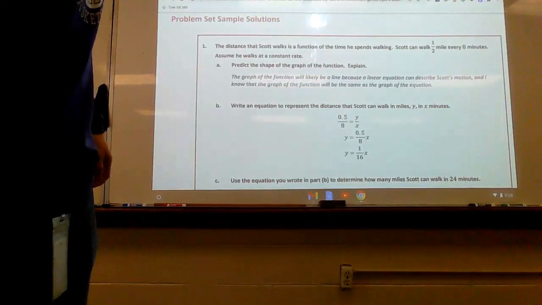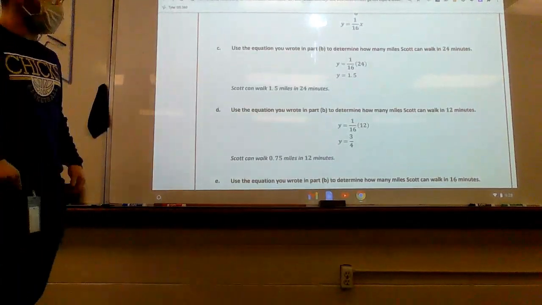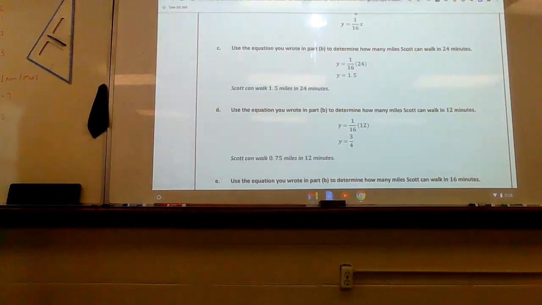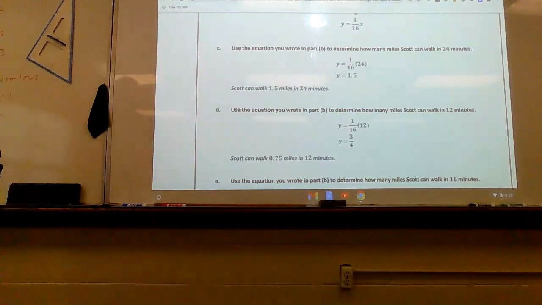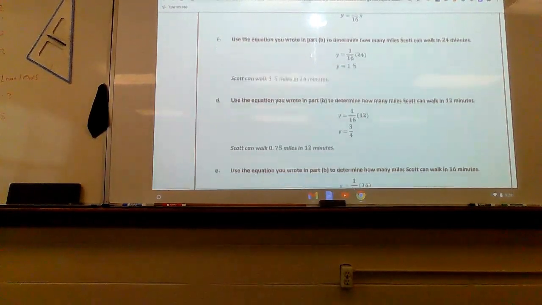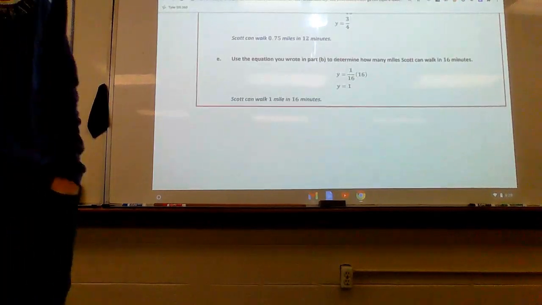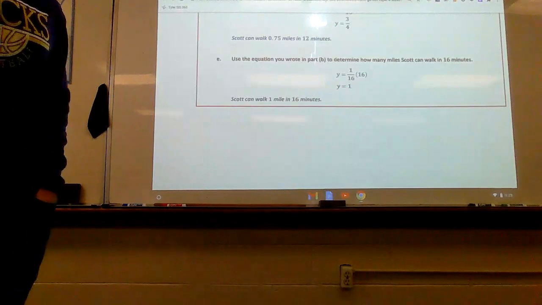Letter C, we're substituting in 24. That lets him walk 1.5 miles. Okay, thumbs up if we got that. Letter D, he's walking 0.75 miles or 3/4 of a mile. Letter E, he's walking 1 mile in 16 minutes. Questions on through E. Then it asks you to graph it.